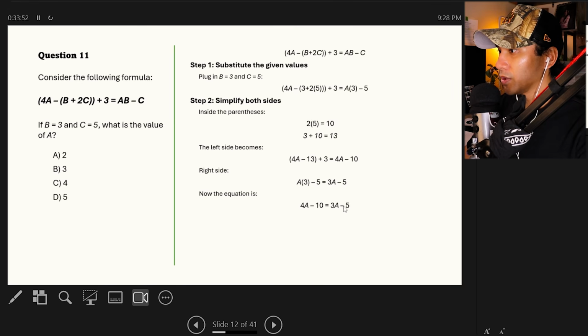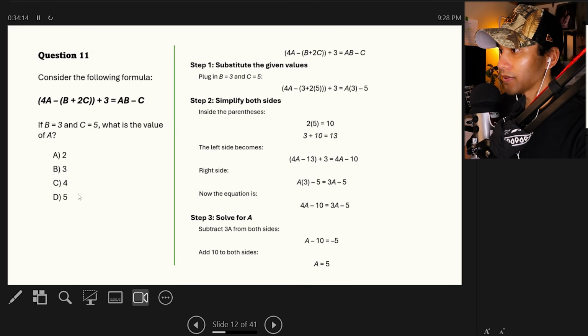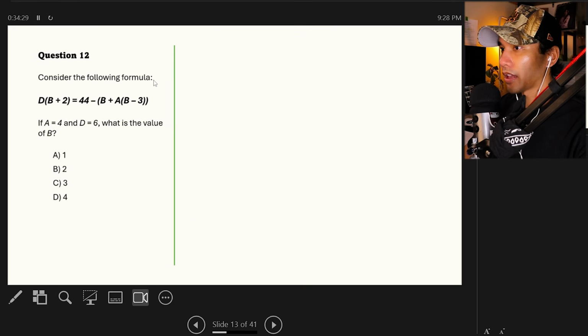And all we're going to do is do our best to isolate A because we need to find A. Solve for A. So subtract 3A from both sides. And that's going to give us A minus 10 equals negative 5. And then we're going to add 10 to both sides. And then we're going to get A equals 5. This right here. Perfect.